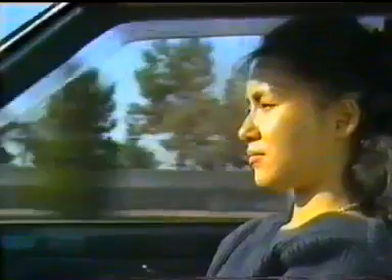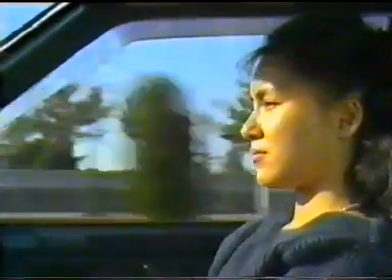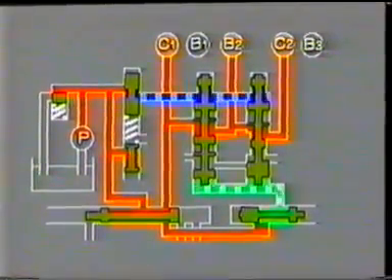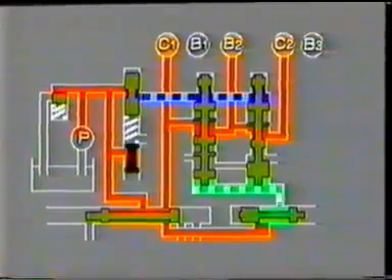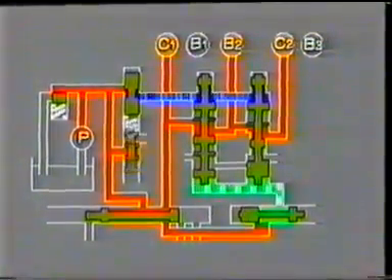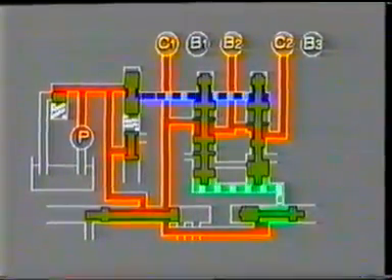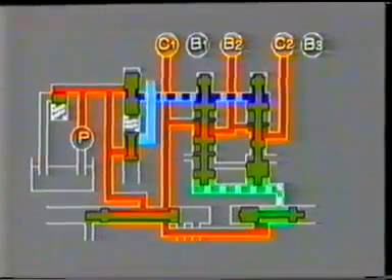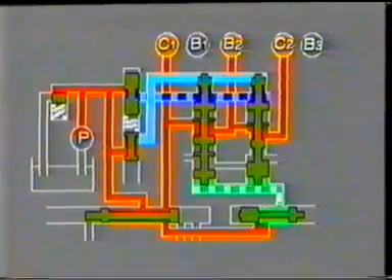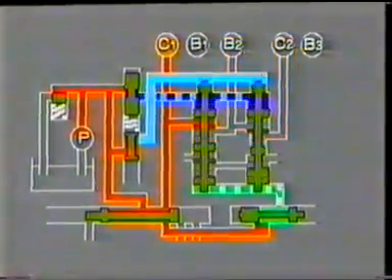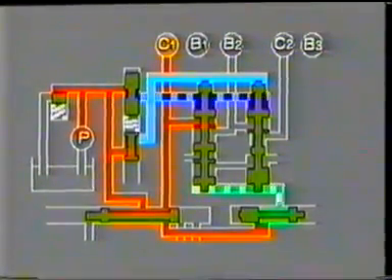Now, supposing the transmission is in third gear and the driver wishes to accelerate the car quickly, so she suddenly steps on the accelerator. When she does this, the downshift plug moves up. Opening up the fluid passage leading to the upper ends of the 1-2 and 2-3 shift valves. This pushes the 2 shift valves down and opens up a fluid passage just like in the case of first gear.